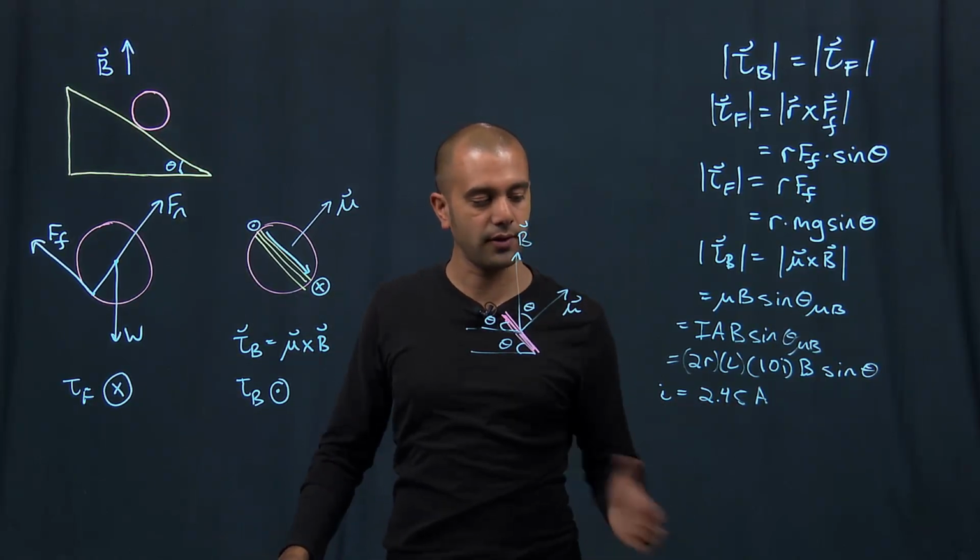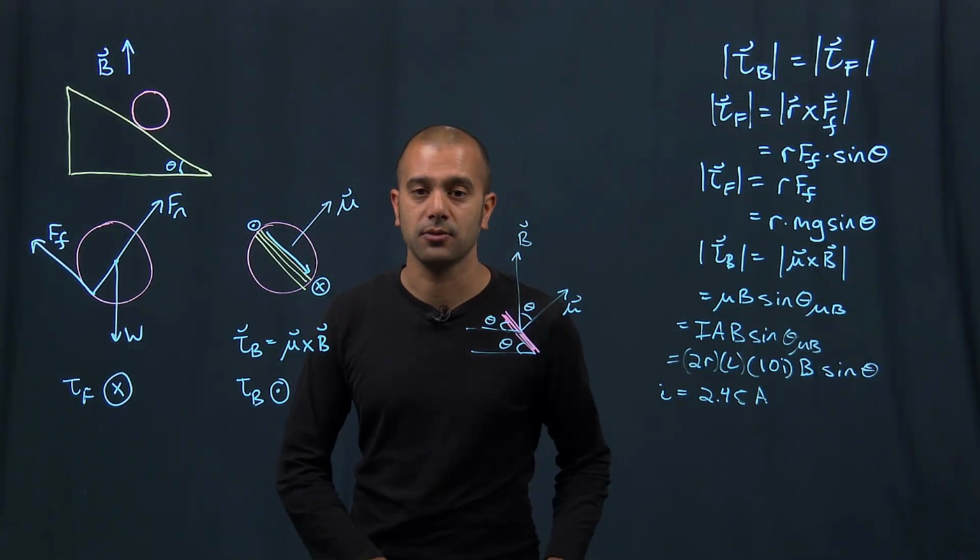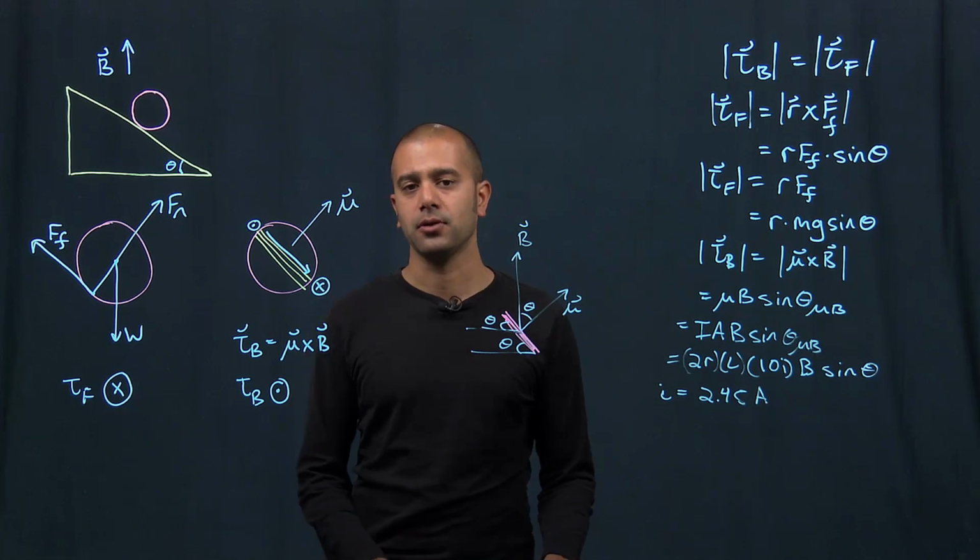Let's take a look at how we got that by summarizing. In this problem, we were asked to find the current necessary to prevent a cylinder from rolling down an inclined plane. First, we determine the directions of the magnetic and frictional torques to balance the cylinder. Then we determine the actual frictional torque using a free body diagram. Next, we determine the magnetic torque using the area of the current loop and the currents. Finally, setting these equal, we solve for the current. So that's it for this problem. I hope it was a pretty useful example on how to solve for torques on current loops and magnetic fields.